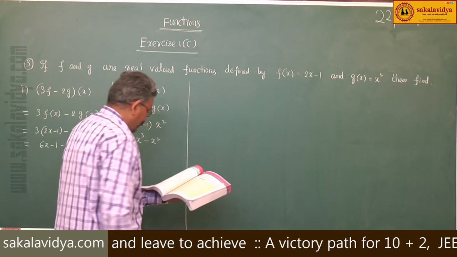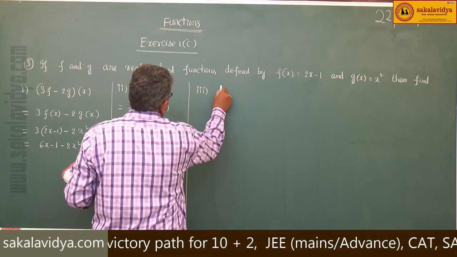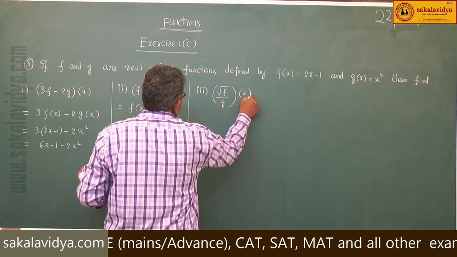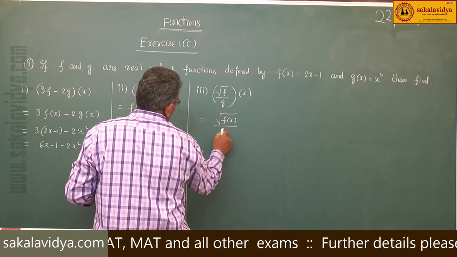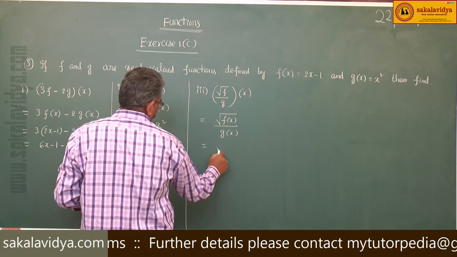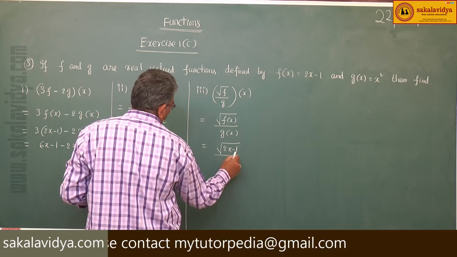Now third one, root f by g of x. This is root of f of x divided by g of x. Root of 2x minus 1 by x square.